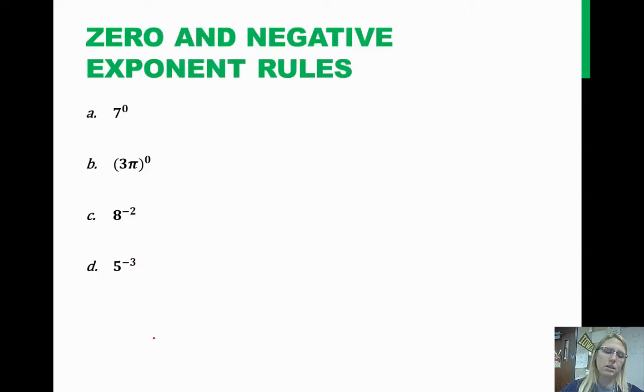So let's take some of these and put this into practice, some of the rules that we have just learned. Remember, anything to the 0 power is 1. Now this one, remember we're going to have to distribute that 0. So it would be 3 to the 0 and pi to the 0. But remember, anything to the 0 power is 1. So it would be 1 times 1, which is 1. This one is to the negative exponent, so it would be 1 over 8 squared. And this one as well would be 1 over 5 to the 3rd.